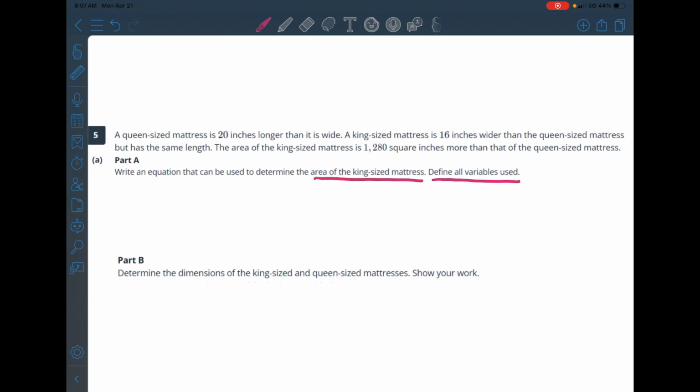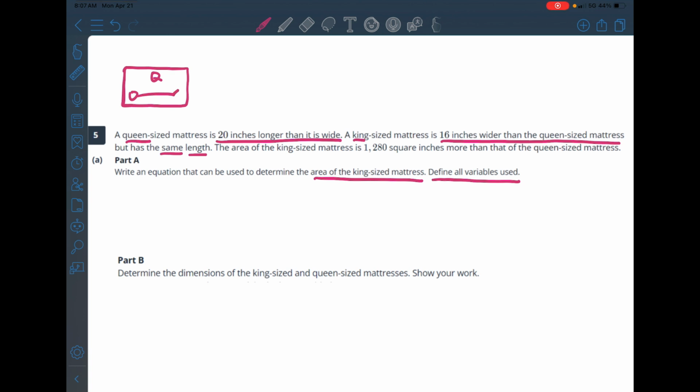So this is a lot going on here. We're going to break this up. It says a queen-size mattress is 20 inches longer than it is wide. A king-size mattress is 16 inches wider than the queen-size mattress, but has the same length. So we don't know anything about our width of the queen-size mattress. So let's draw our queen-size mattress. So if we have this here, this is our queen, okay?